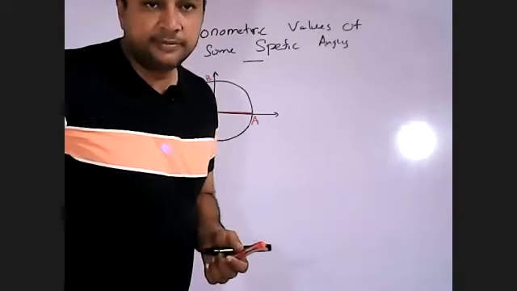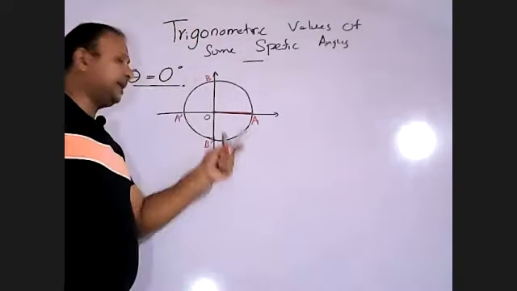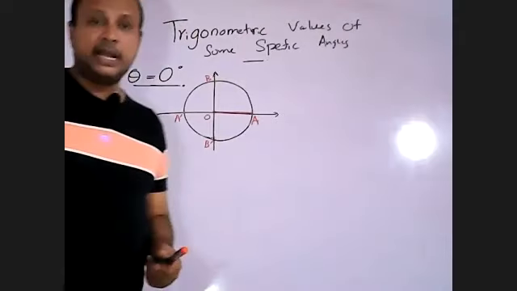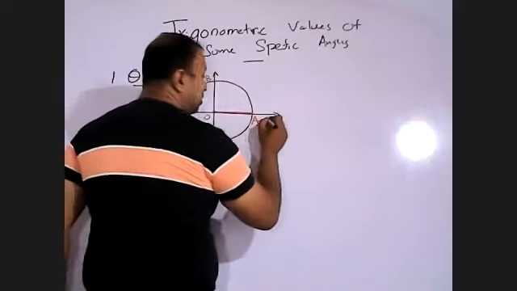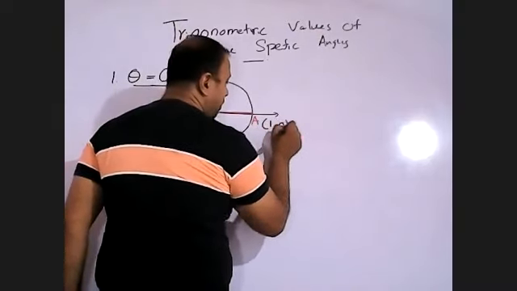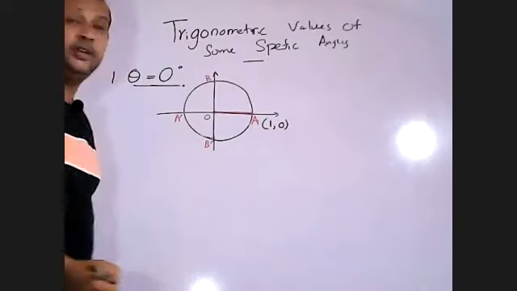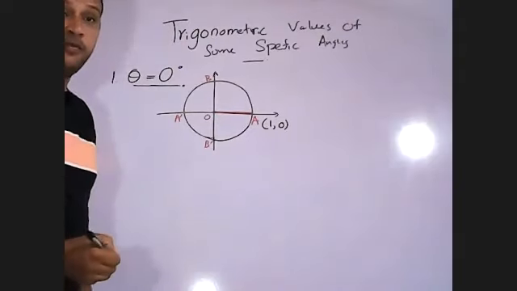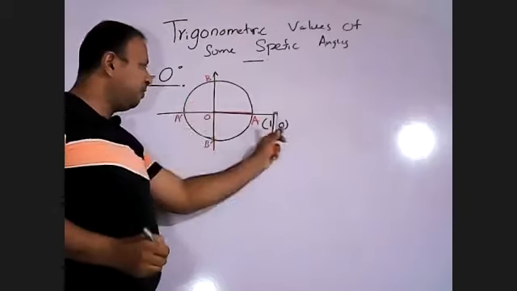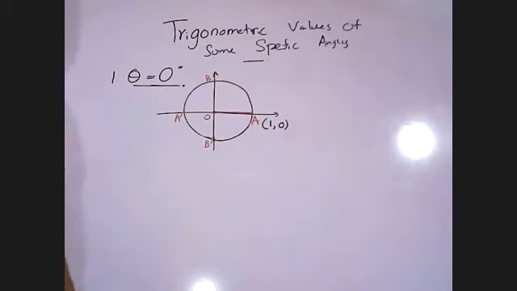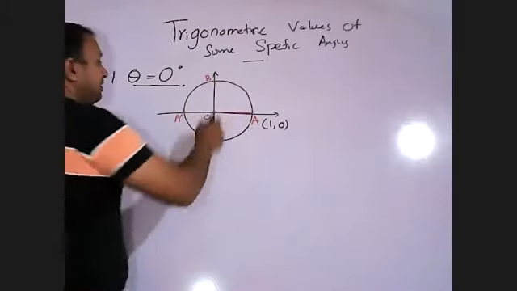Yeah. Cartesian coordinate of A is equal to 1, 0. Tell me the Cartesian coordinate of B. Because X is 0, Y value is 1, so 0, 1. Very good. This is 0, 1.